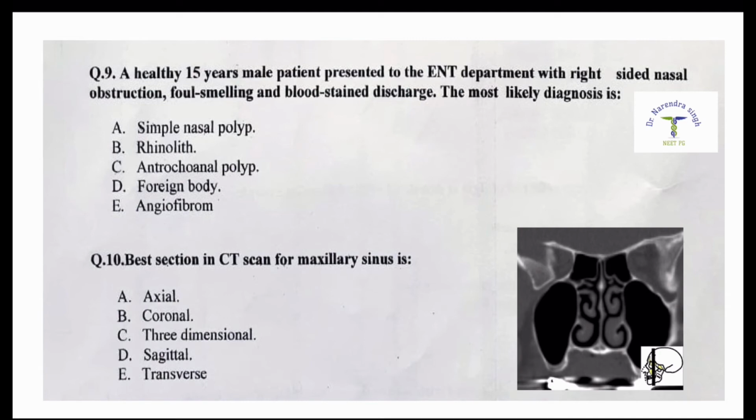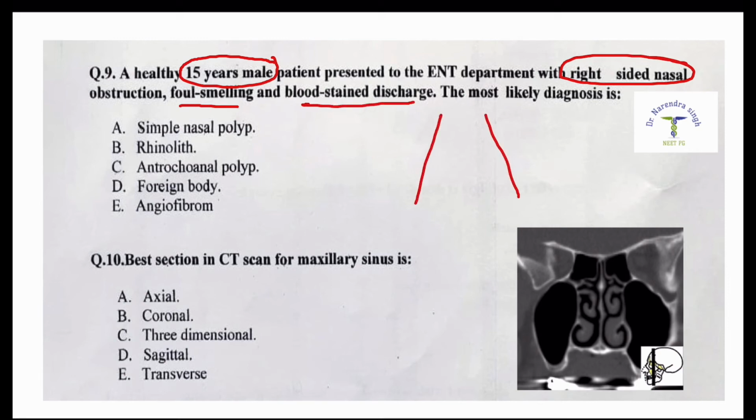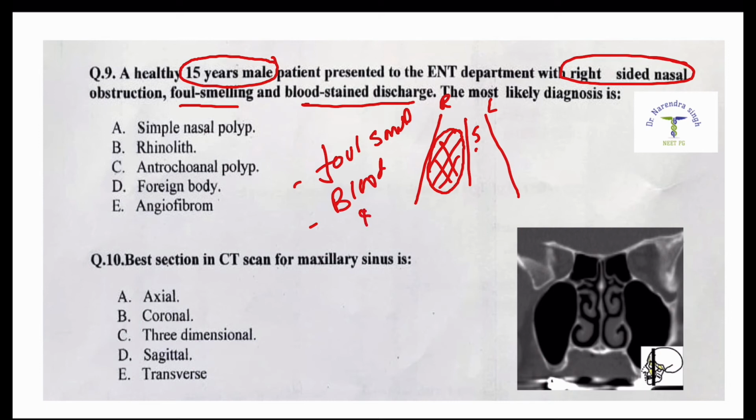It says that a healthy 15-year-old male presented to the ENT department with right-sided nasal obstruction. One thing, foul smelling and blood-stained discharge. Second thing. So this is our nose, and this is the right and the left. This is our septum. There is something which is obstructing the right nasal cavity, and the discharge is, one, foul smelling, and second, blood tinged or blood stained.